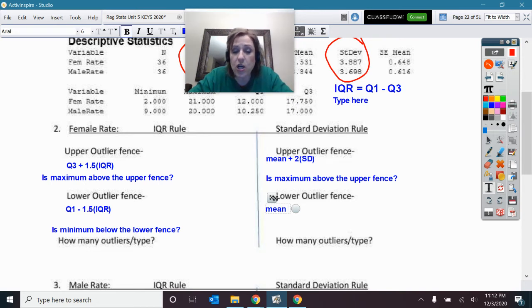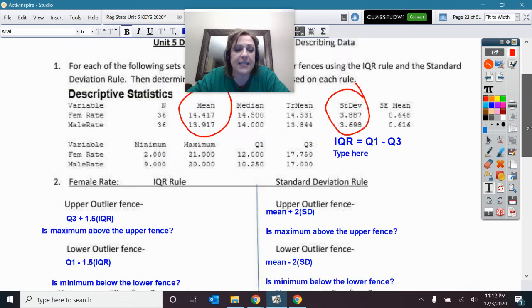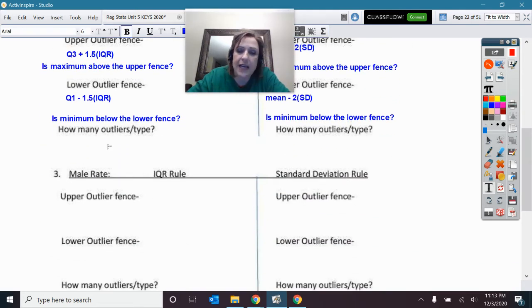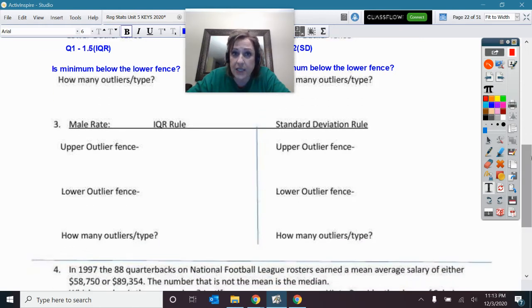So, of course, your lower outlier fence with the standard deviation rule is your mean minus 2 standard deviations. Then you're seeing if the minimum is below the lower fence, and that's how you're determining that. That's how you know if you have any lower outliers or upper outliers and so on. Then you will do this process again with the male data, so you'll look up in that computer printout for the male information rather than the female information.